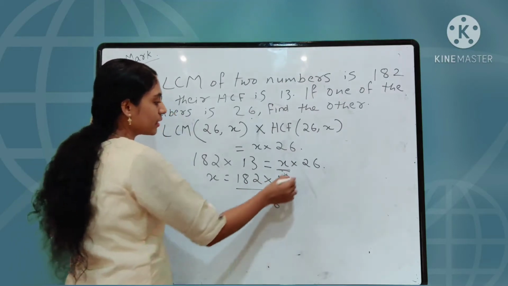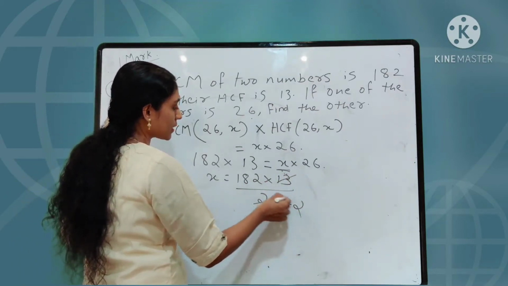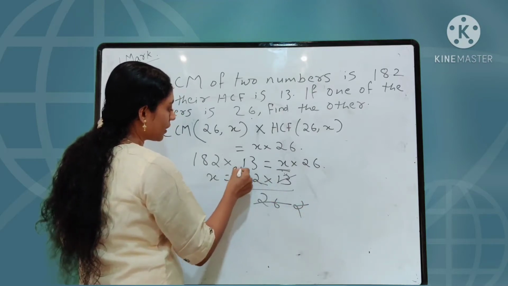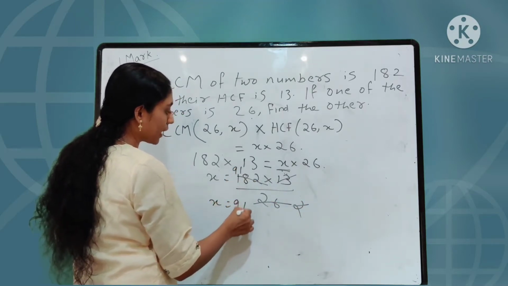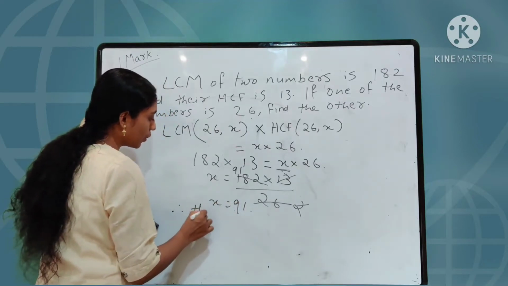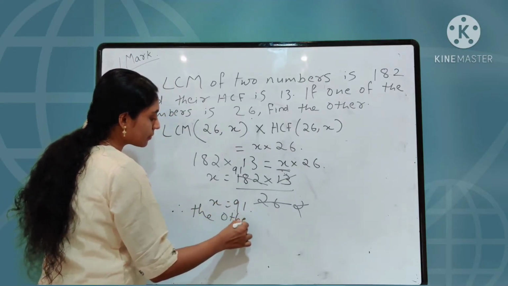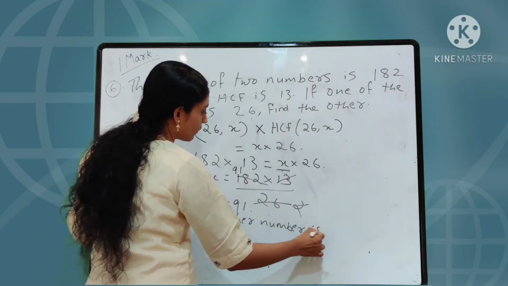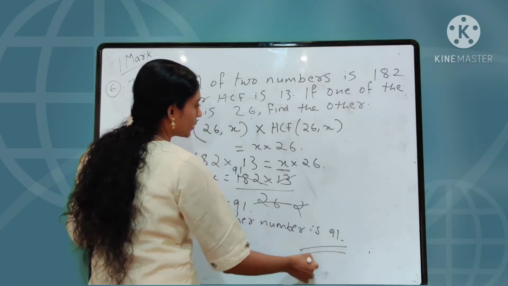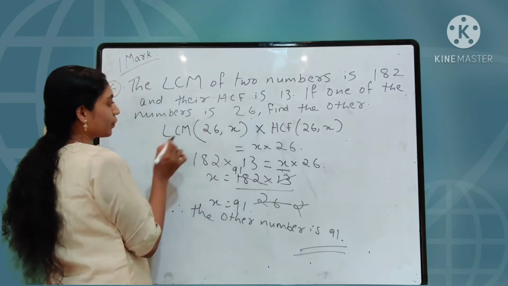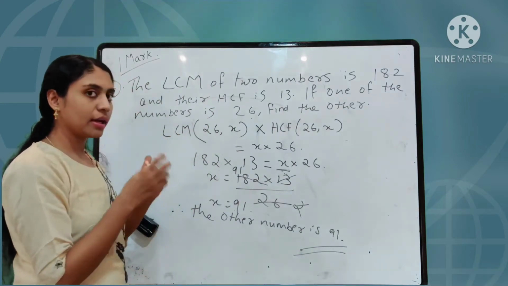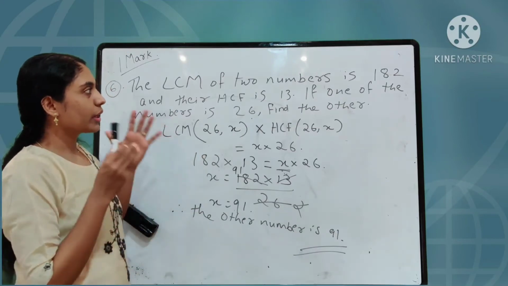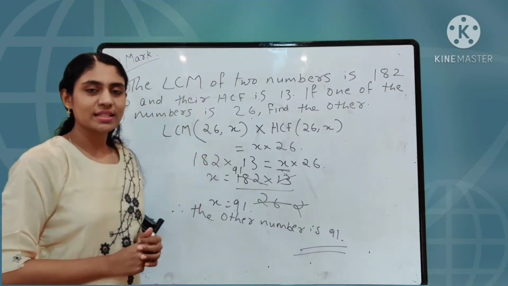So what is the answer? 13 into 2, it is 26. And 182 is divisible by 2, right? So 91. So the other number x, we got 91. Therefore the other number is 91. Got the answer? We got it from the formula LCM of A, B into HCF of A, B is equal to A into B.